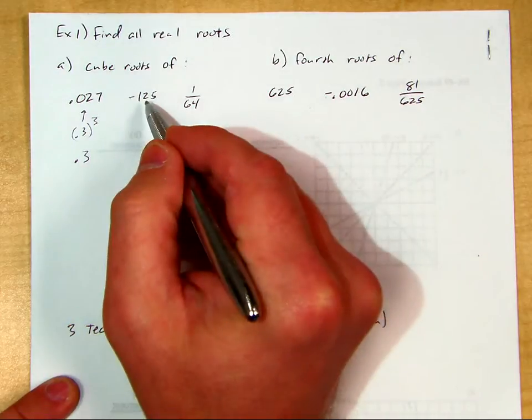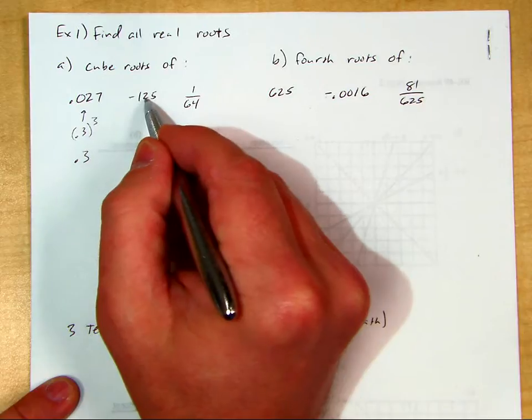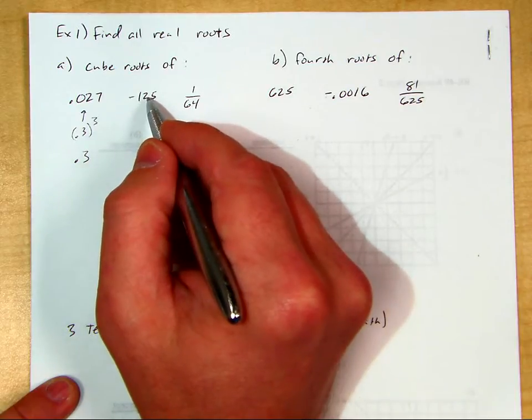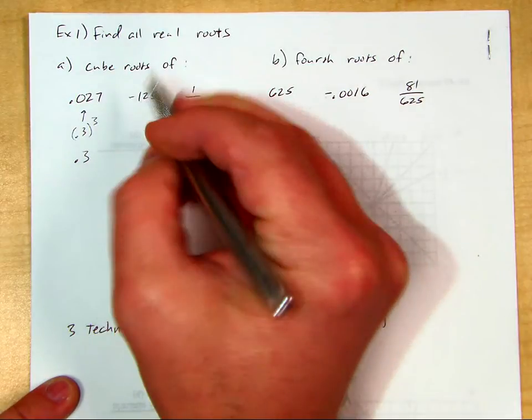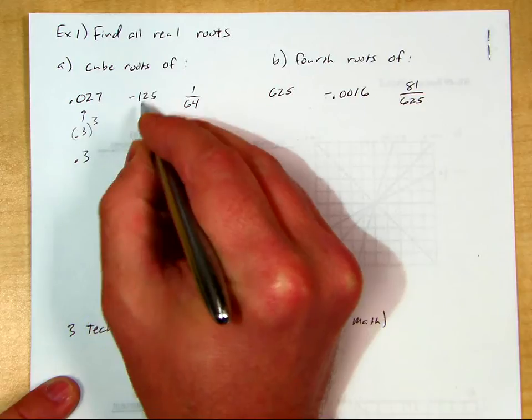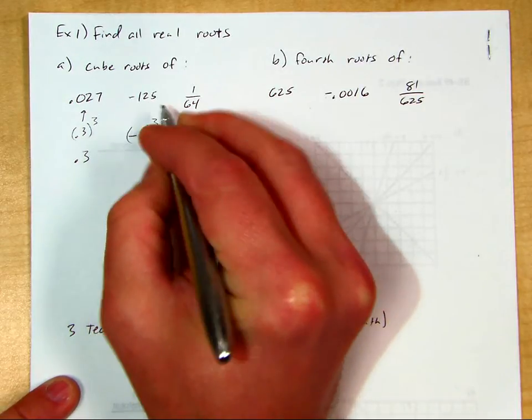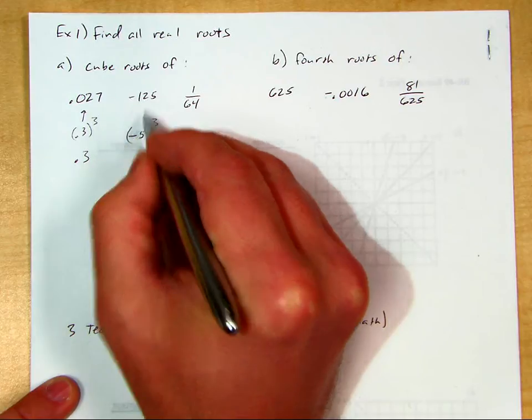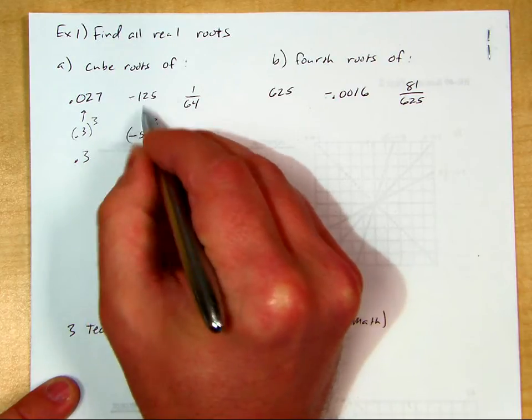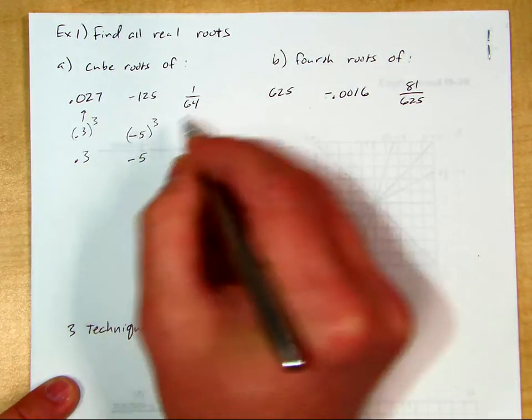I'm going to do mental math for this one. Negative 125. What number multiplied by itself 3 times is going to get me to that number? Well, I happen to know that 5 cubed is 125. So let's try negative 5 cubed is going to equal negative 125. So the cube root of that number is going to be negative 5.